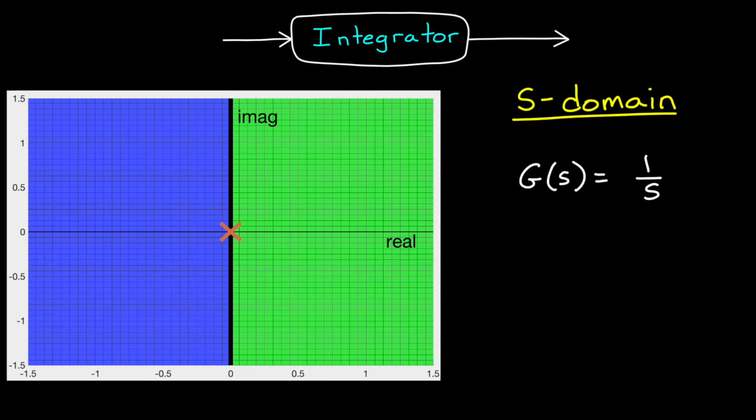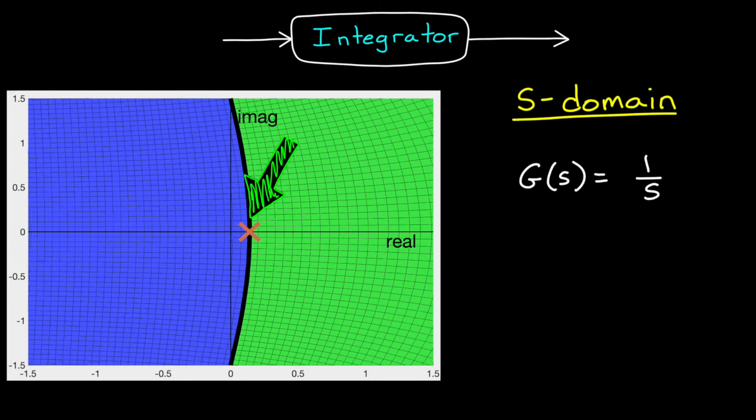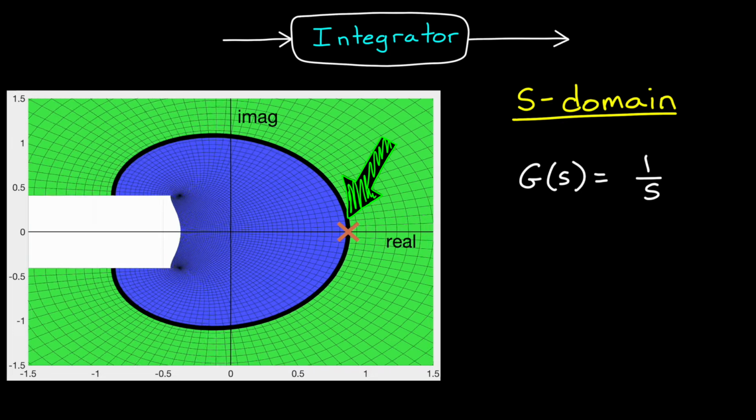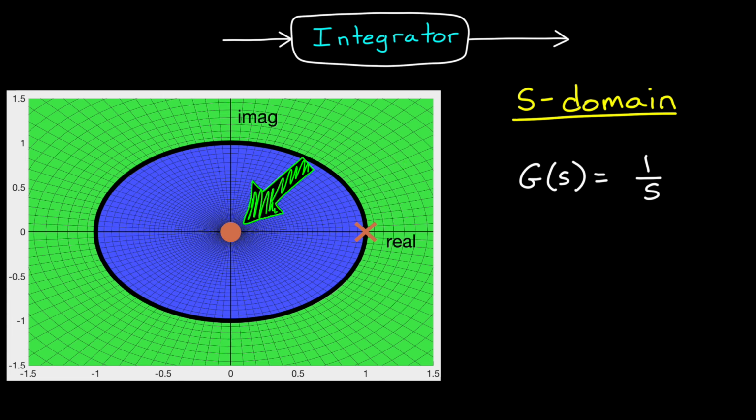But anyway, in the s-plane, 1 over s means that there is a pole at the origin, since as s approaches 0, this function goes to infinity, which is the definition of a pole. And there's a zero way, way out at infinity, and this comes from the fact that as s approaches infinity, the value of the transfer function approaches 0. Now, if we transform the s-plane into the z-plane, we can see that the pole at the origin moves to z equals 1. And the zero at infinity gets pulled in and moves to z equals 0.